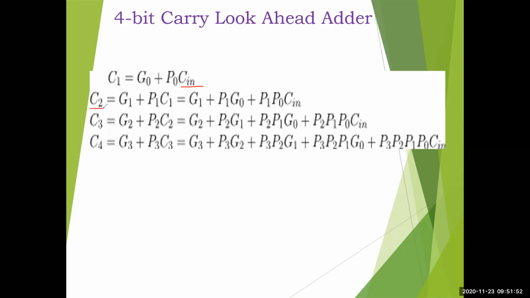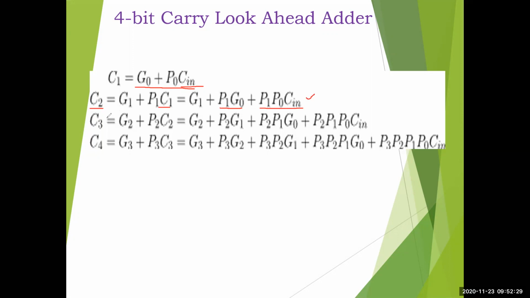Then c2. That means what? i is 1 now, so 1 plus 1 became 2 here. So here gi, that is g1 plus p1 c1 will come. i plus 1, so 0 plus 1, so it is c1. Now we will substitute this c1 value here. If you substitute, g1 plus p1 into (g0 plus p0 Cin), directly I have written this. I have multiplied with p1: p1 g0, then p1 p0 Cin. Understood? So this is the second carry.